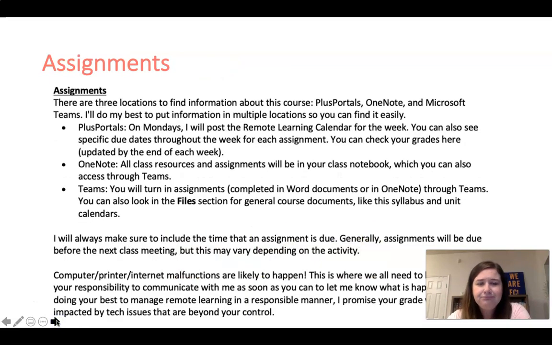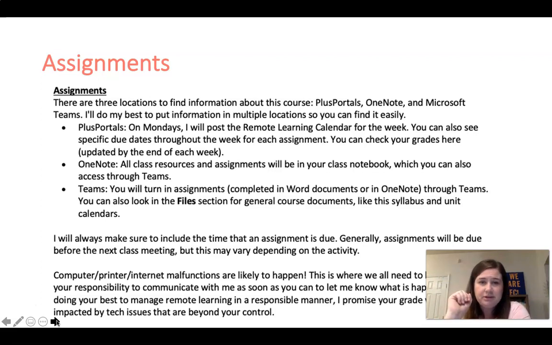So there are 3 places that you're going to look for information about this course. The first is Plus Portals. At the start of each week, I'll have the calendar for what we're doing for the week posted on Plus Portals, and then I'll also have the deadlines for individual assignments throughout the week. In OneNote, I'll put all of the resources and assignments, and you can also access that just directly through Teams if you prefer. And then in Teams is where you'll turn in assignments, and then you can also look in the File section for general course documents.